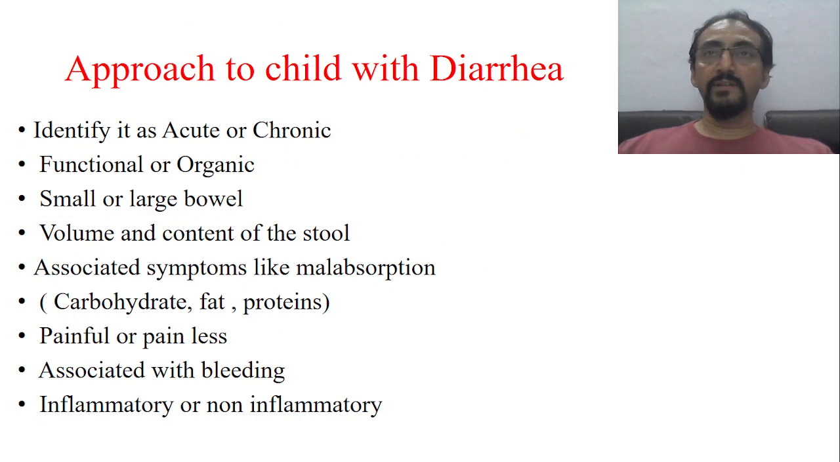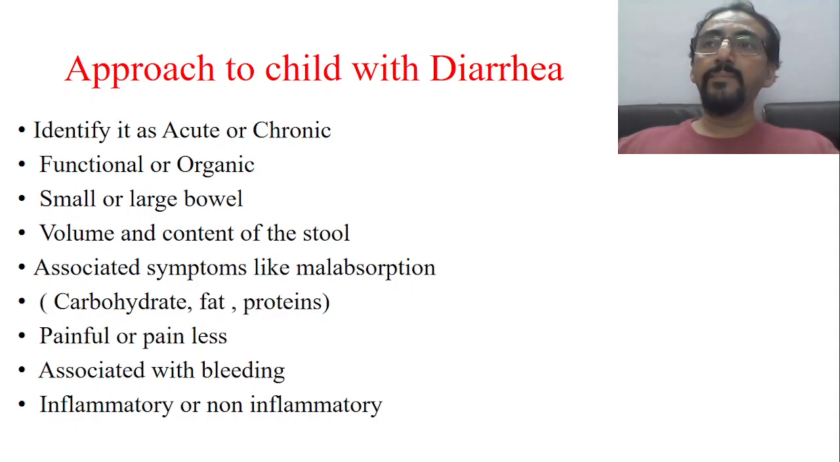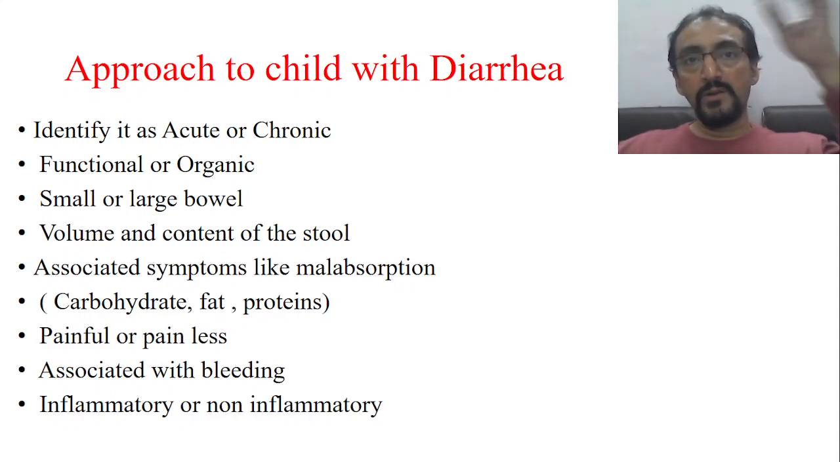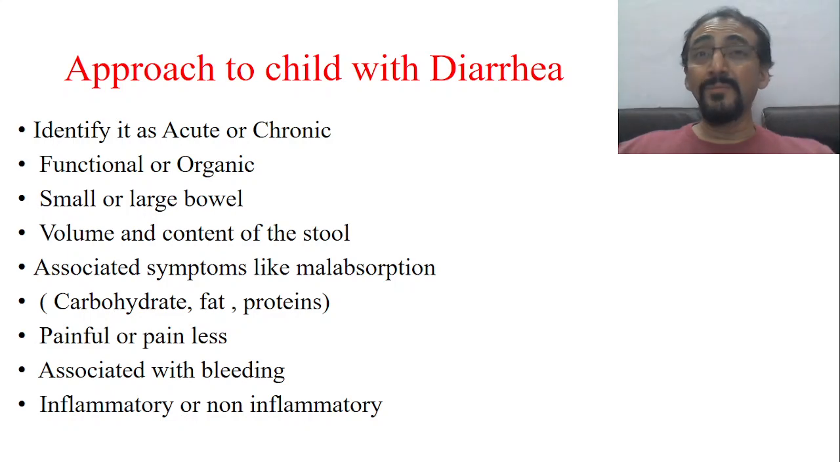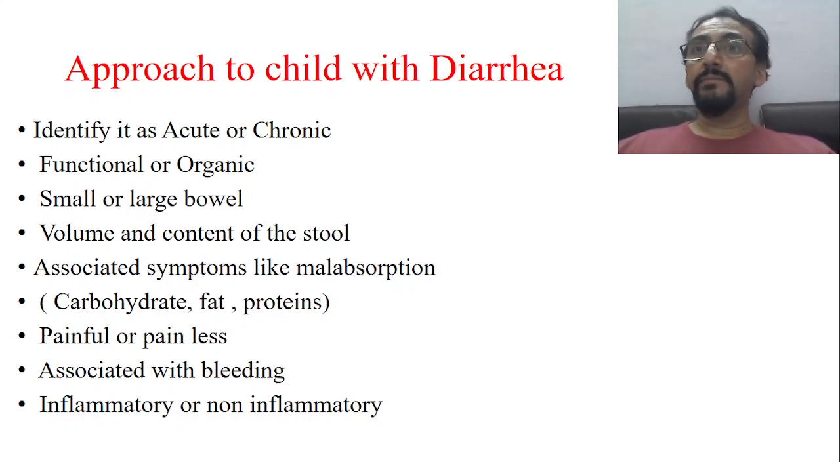First, identify whether this diarrhea is acute or chronic. We know how to identify it. In acute diarrhea, there is sudden onset, more electrolyte disturbance, and more sickness of the baby. Chronic diarrhea is gradually progressive, there will be a chronic history, and electrolyte imbalance is not much.